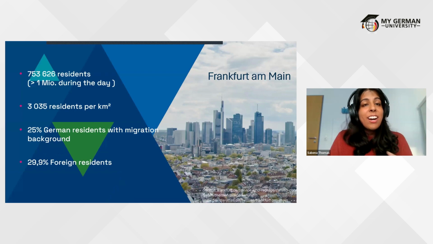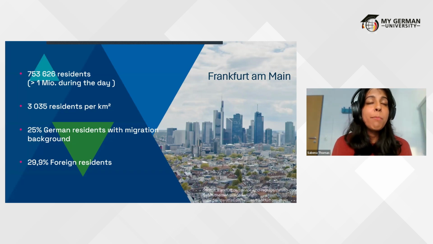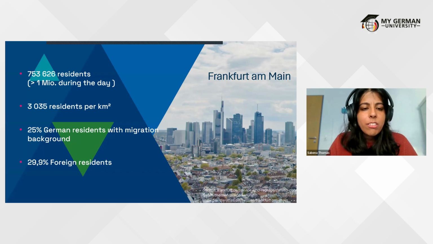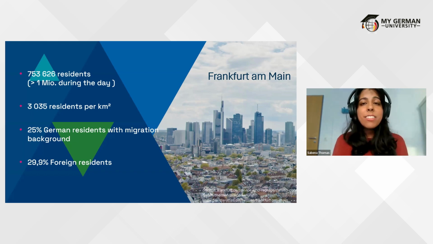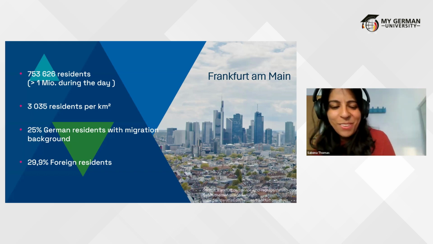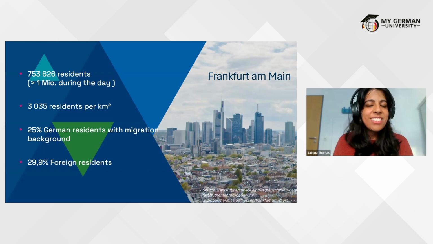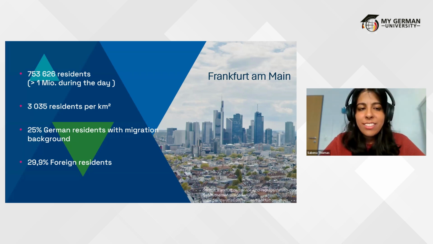The city of Frankfurt itself has more than 700,000 residents, about 1 million during the day, so it's a big city. It's the financial hub of Germany, and it's also very well connected. You can reach about every major German city within 4 to 5 hours by train. And we have the biggest airport, with about 60 million people passing through on a regular basis. So it's quite a well-connected city.